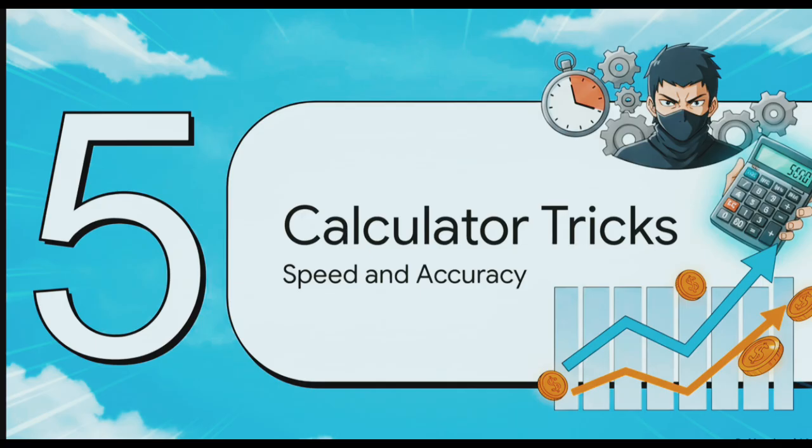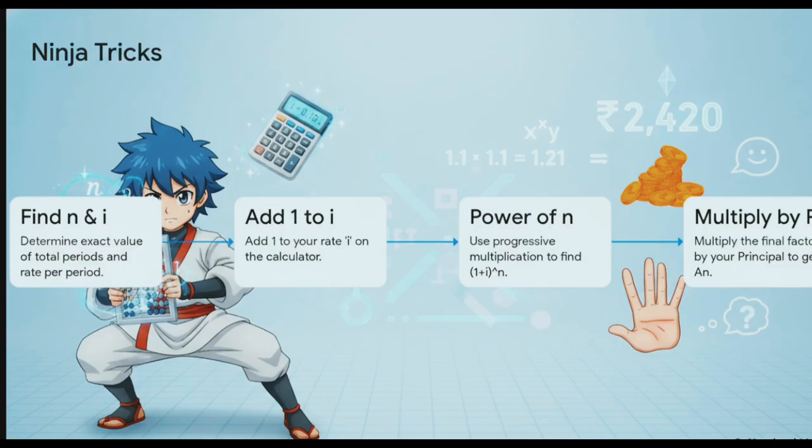Now for section 5, ninja calculator tricks. This is all about speed and accuracy for the exam. Understanding the formula is fantastic, but let's be real. In the exam hall, that clock is ticking. You need speed and you definitely need accuracy. The ICAI module explicitly notes that computations should be quite simple with a calculator. So let me teach you a ninja calculator trick.